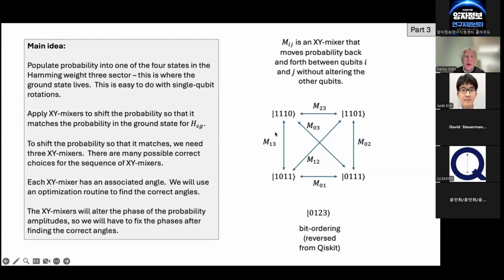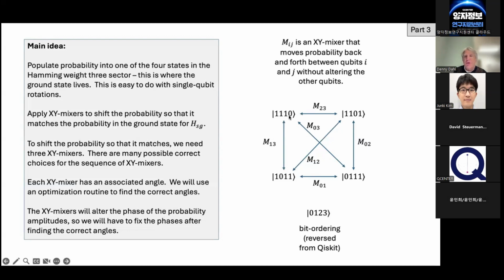So for example, if I used the sequence of mixer operators M23 followed by M02 followed by M23 again, that won't work. And the reason it won't work is because M23 can move probability back and forth between these states. M02 can move it back and forth here, but nothing has allowed us to move probability over to this state here. So whatever pattern of mixer operators we choose, we need to make sure that we can reach all 4 of these states from some initial starting point.